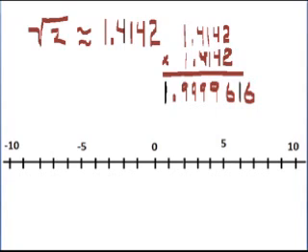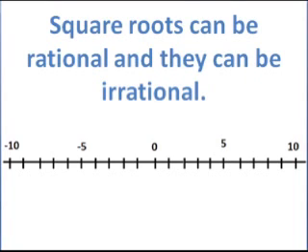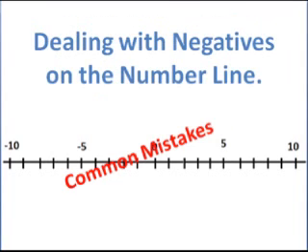So this is why the square root of 2 is irrational, and some other square roots are irrational as well. They have a decimal equivalency, an approximation that almost gets you to the right answer, but not perfect. This becomes very important later in mathematics. Okay, square roots can be rational, and they can be irrational. All right, let's talk about dealing with negatives on the number line and some common mistakes that students make.